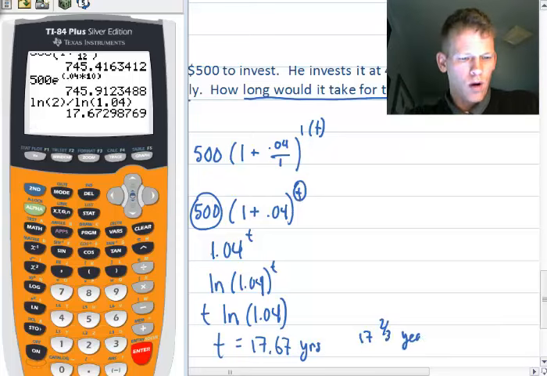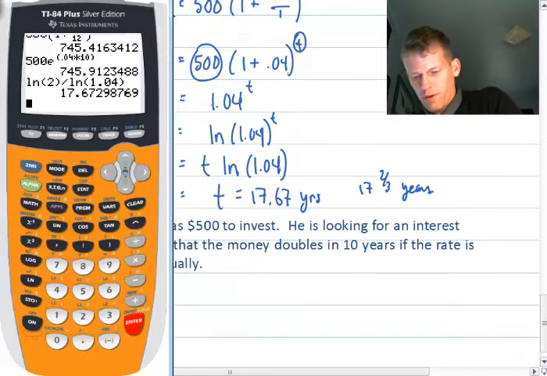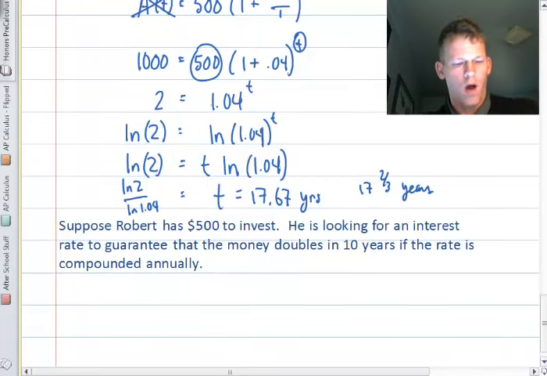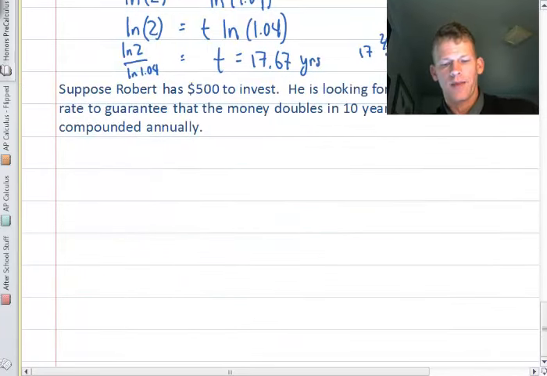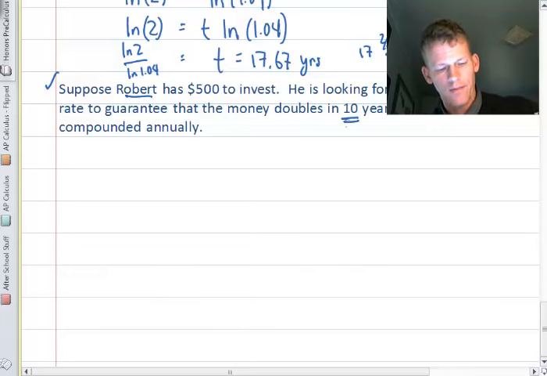Now here's one other twist that this problem has. Suppose that you're looking for an interest rate. Let's say that Robert has 500 to invest, and he's looking for an interest rate so he can force doubling to happen in 10 years. In this case, he's trying to find that right type of investment. So again, he would write 1,000. Or well, let's write the original equation.